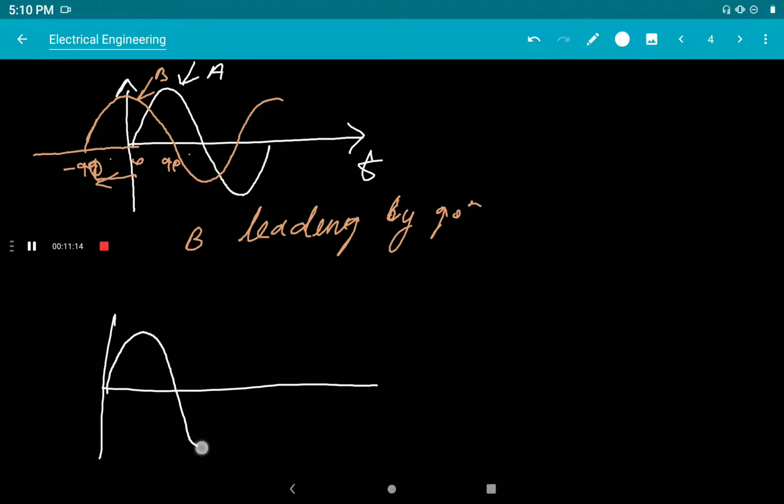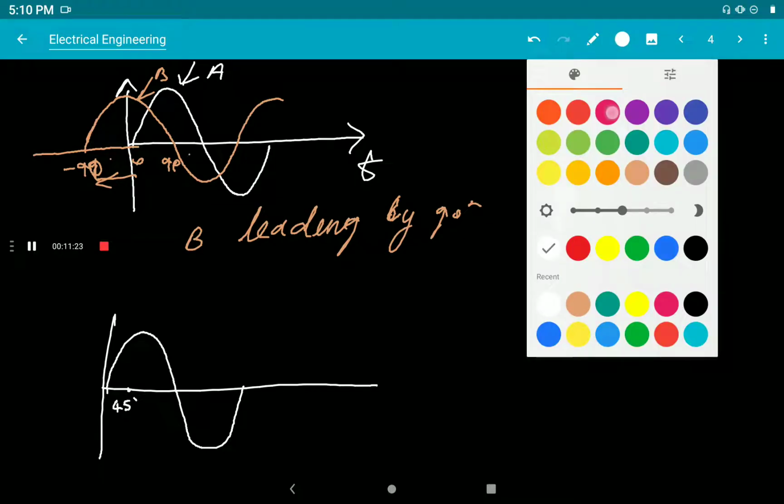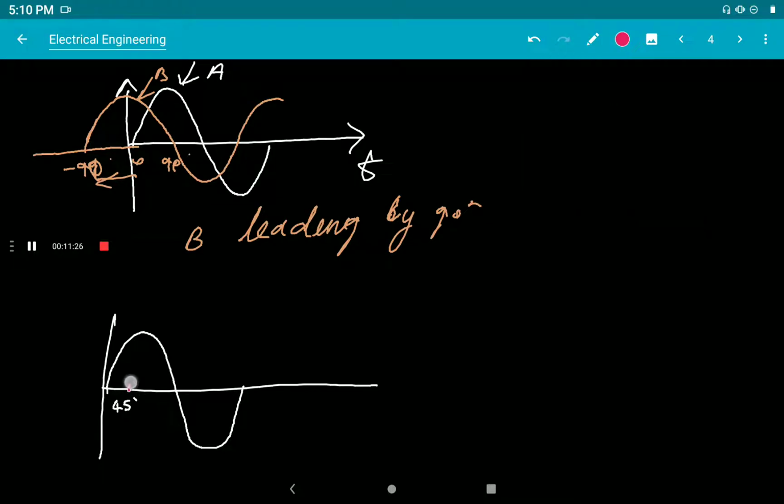This is the reference wave. Okay. Then from 45 degree, another wave starts. The first one is A and the second one is B. A is in phase with the reference wave and we can say B is lagging the reference wave by 45 degree.